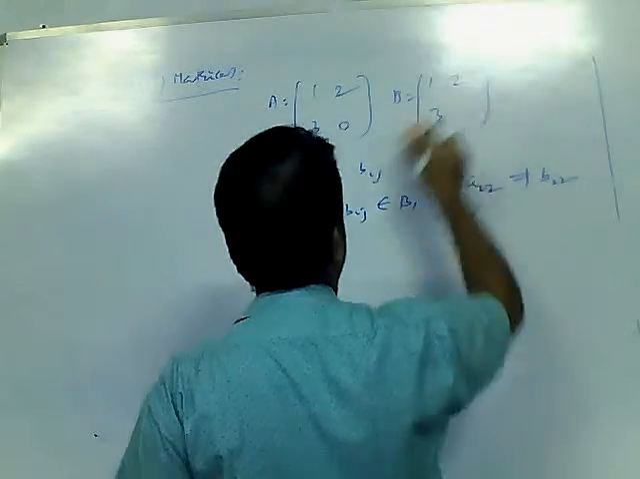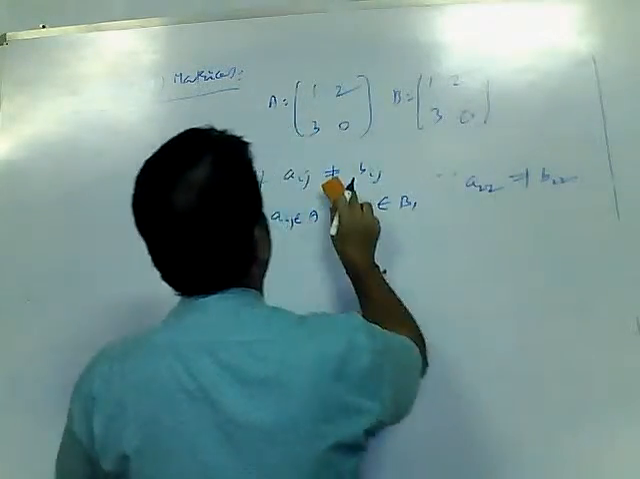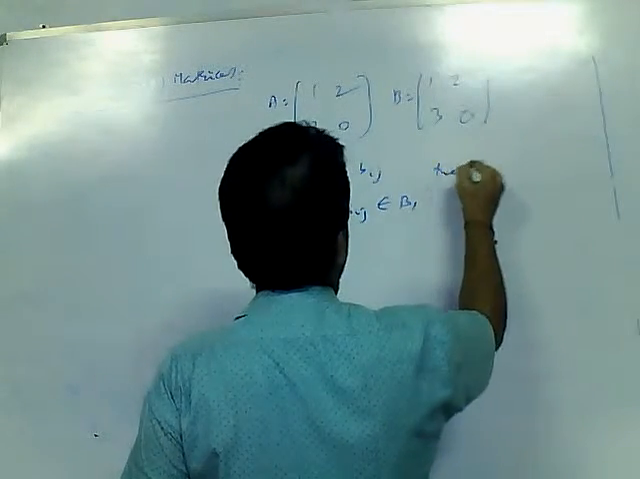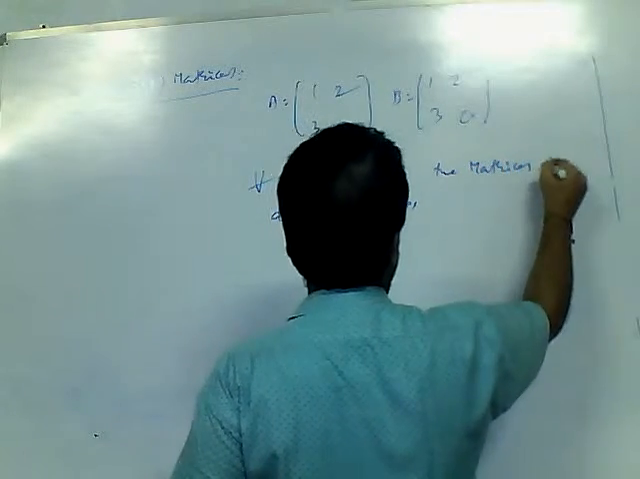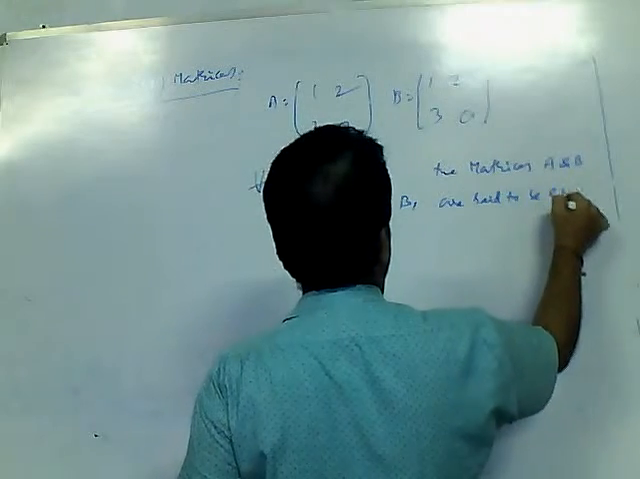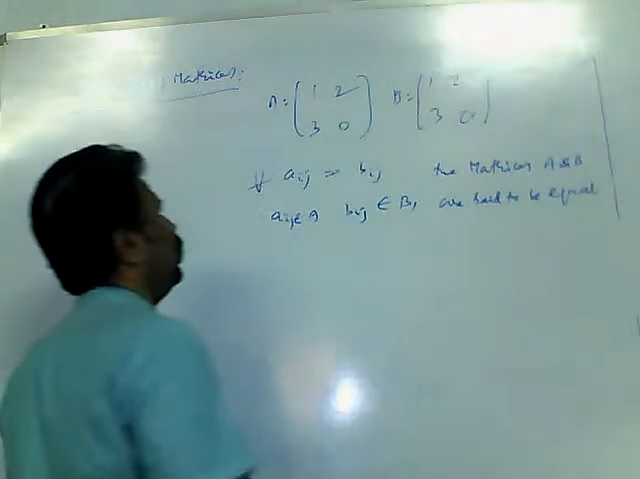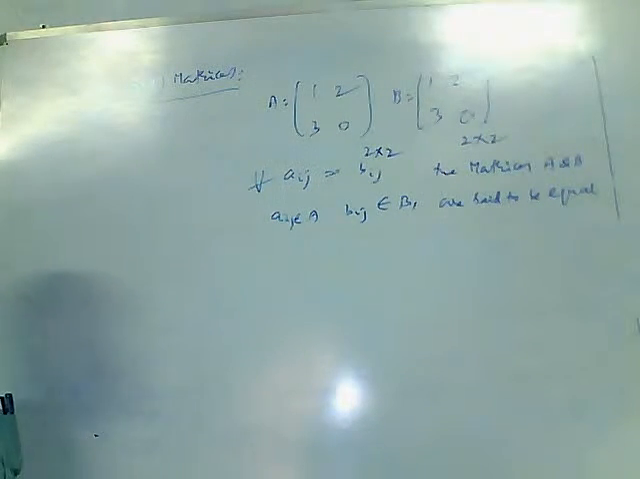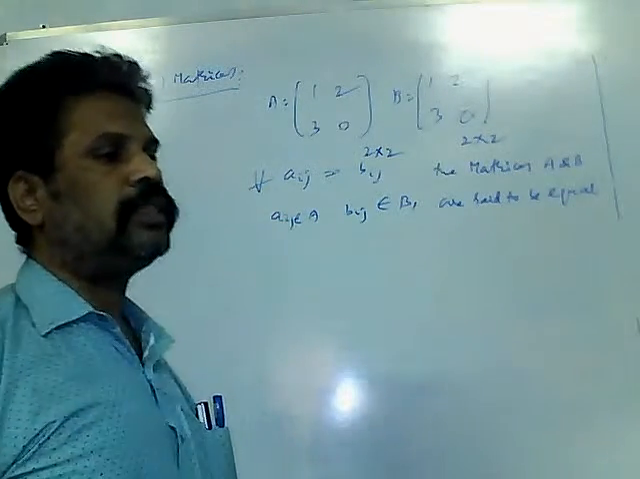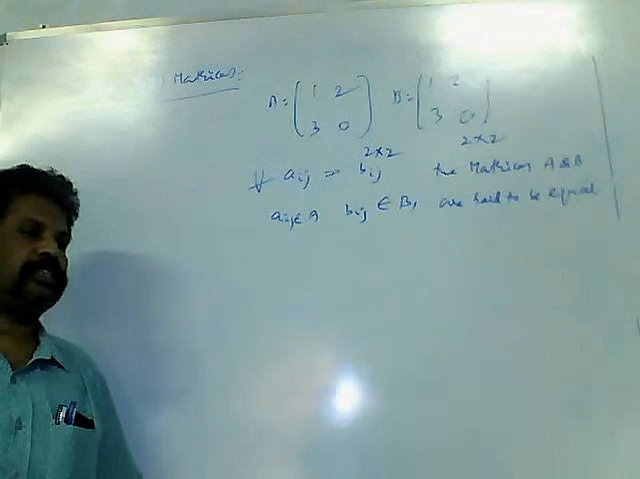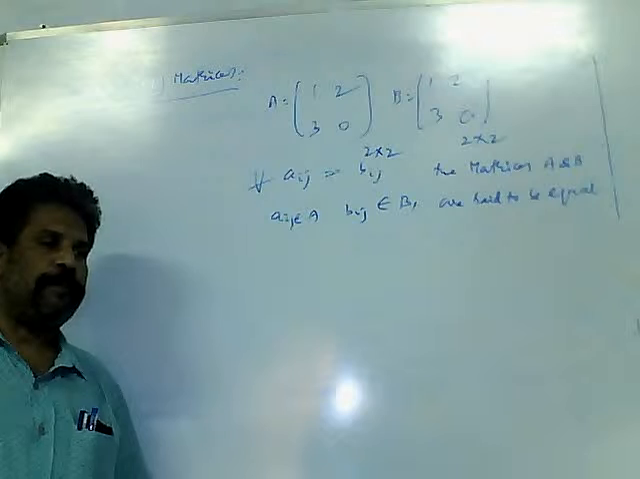Suppose I take here also 0, then automatically for every Aij is equal to Bij, right? The matrices A and B are said to be equal. Otherwise you cannot compare the corresponding elements, and the corresponding elements also should be equal. So there should be orders equal and elements also correspondingly equal. Then only they are called equal matrices. The condition satisfying is called the equality of the matrices, right?